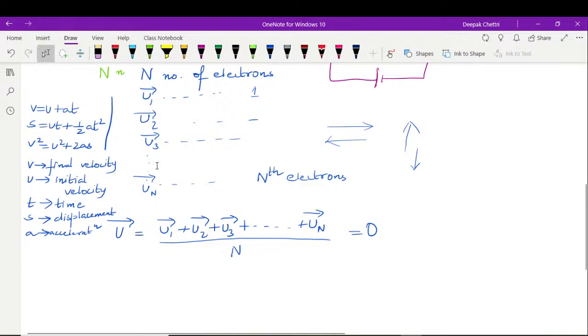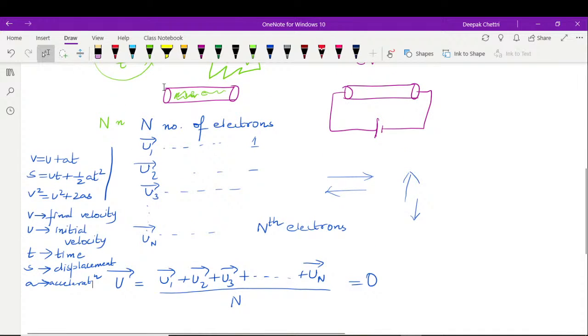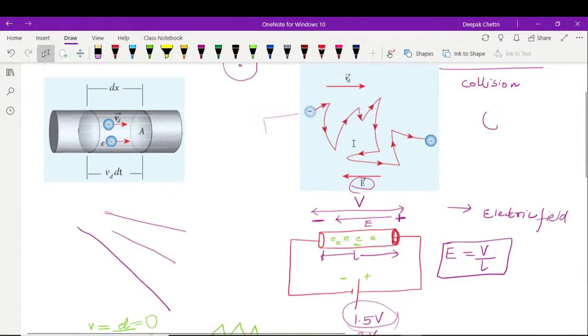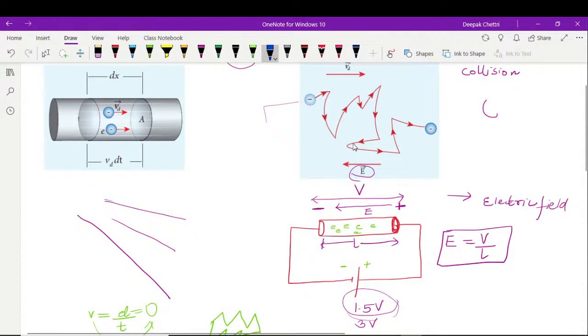Here my reasoning for representing them with u is because I want to say that they are the initial velocity, before the battery is used. After the battery is used, what happens? Once you use a battery, an electric field is created, like I showed here, right?